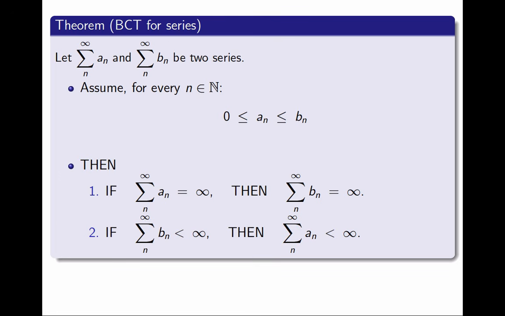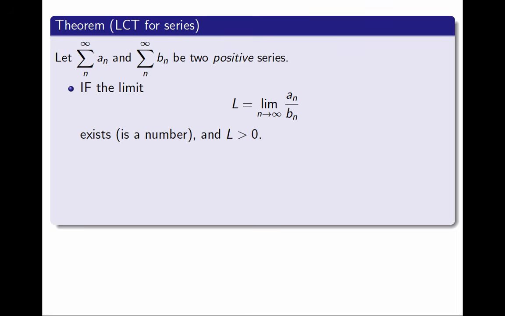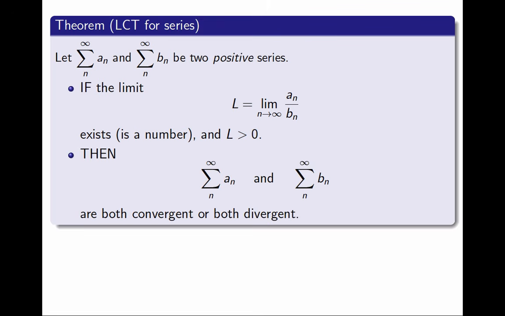Here is the second theorem, the limit comparison test for series. In this case, I begin again with two positive series, the sum of a_n, the sum of b_n, but instead of trying to bound one with the other, I compute the limit of the quotient of the general terms. So I calculate the limit as n goes to infinity of a_n over b_n, and I need to assume this limit exists, is a number, and this number is positive. In that case, the conclusion is that the two series must either be both convergent or both divergent. That's it, again, it's the same theorem.